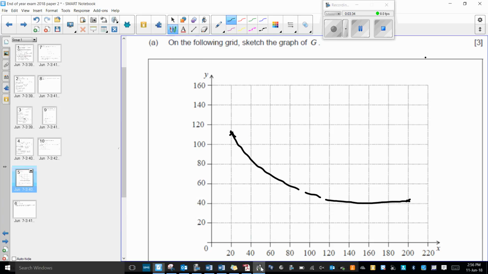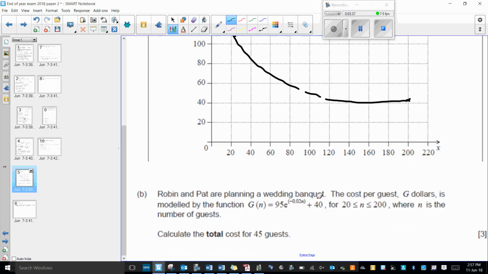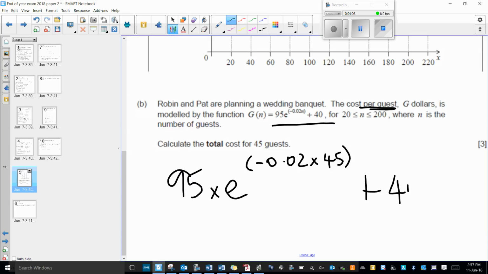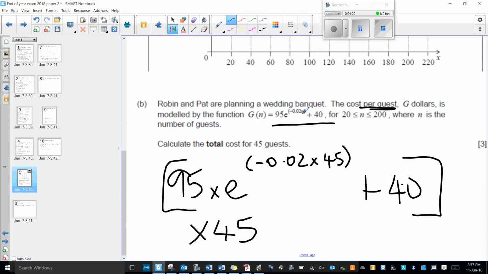Okay, next question. Robin and Pat are planning a wedding banquet. The cost per guest, this is something that lots of you missed, is modelled by this, where n is the number of guests. Calculate the total cost for 45 guests. So we're going to do 95 multiplied by e to the power negative 0.02 multiplied by 45, plus 40, and then multiply that by 45, because n stands for the number of people, and that's the cost per guest. So we can chuck that in the calc.